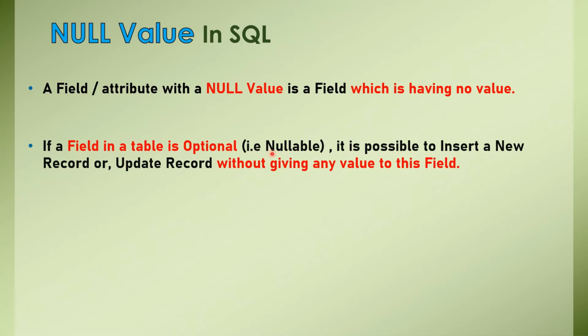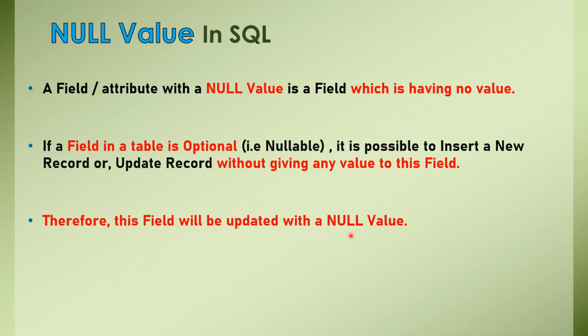If it is nullable, you can give no value to that field, so it is possible for you to insert a new record or update a record without giving any value to this particular nullable column, and SQL accepts it. If a particular field is nullable, you are free to not give any value to it. I hope you got this right. Therefore this field will be filled with a null value; SQL will directly update that field, which has no value, with a null value. So this is the significance of null value in SQL.